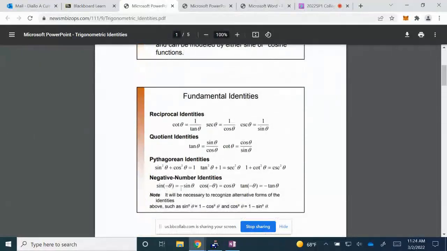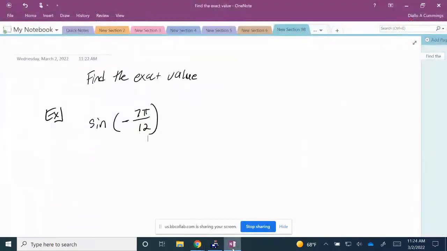Yeah, notice we have the negative number identities, right? So if we're trying to find, let's say, the sine of a negative angle, we can actually write that as negative times the sine of a positive angle. So whenever you're encountering these negative angles and you're asked to find the exact value, you can rewrite your negative angle as a positive angle, as we're going to see in this example.